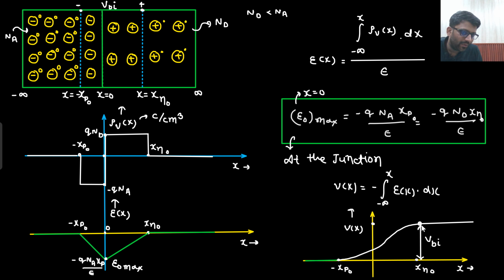Can anyone tell me what will be the magnitude here? What would this be equal to? This V built-in would be equal to the area of this one. Is that clear to you? Very simple thing it is.